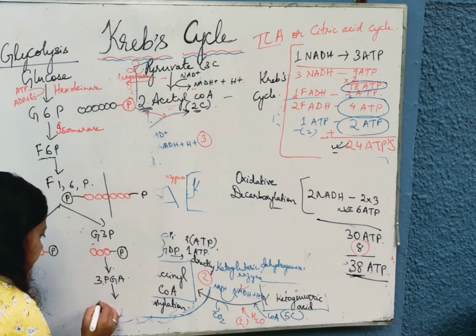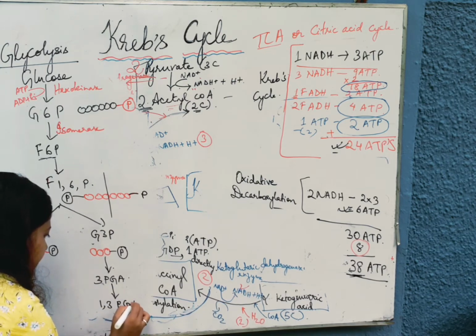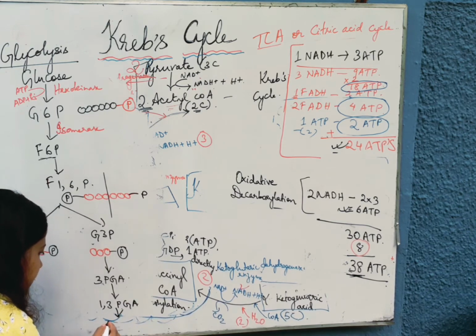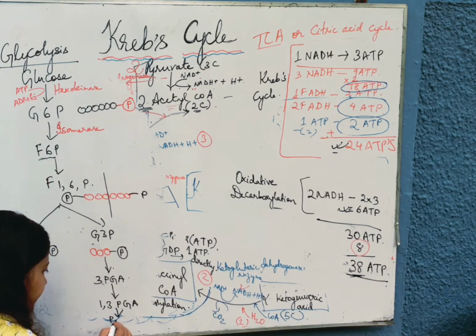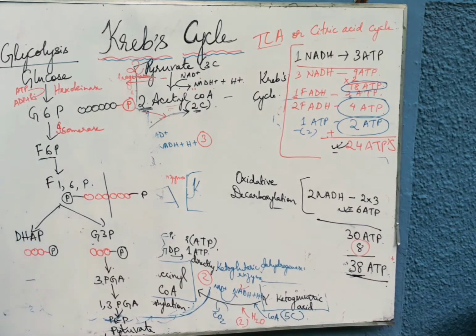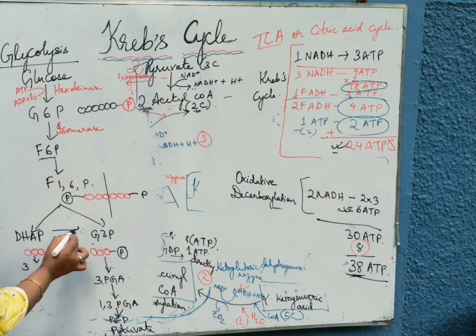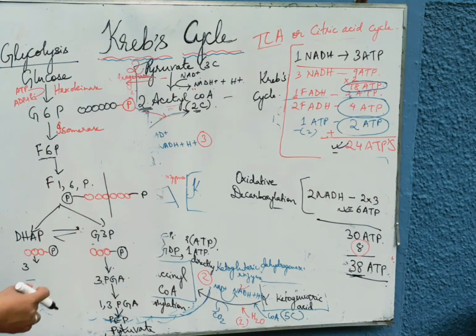Then 3-PGA, then next will be forming 1,3-PGA. Then the next, that is phosphoenol pyruvate. Then finally pyruvic acid. This same process will be repeated here, because they are interconvertible and they are isomers of each other. Means aldehyde and ketone are isomers of each other. Now you see the same process, that is 1,3-PGA. Here again phosphoenol pyruvate and pyruvic acid.